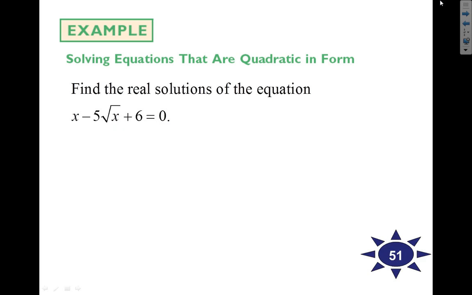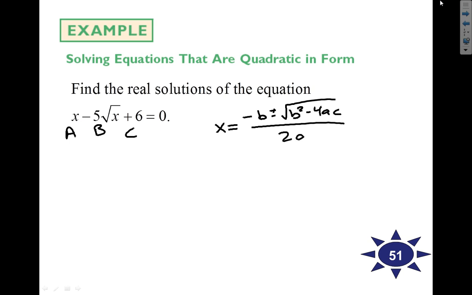So the harder one here is x minus 5 root x plus 6 equals 0. We're going to try problem 51 after this. Here's how we're going to go about this. We're going to solve this using the quadratic equation, using our a, b, and c. Normally our quadratic equation is x equals negative b plus or minus square root of b squared minus 4ac all over 2a. You almost got me to sing the song this time. Not quite ready for that.